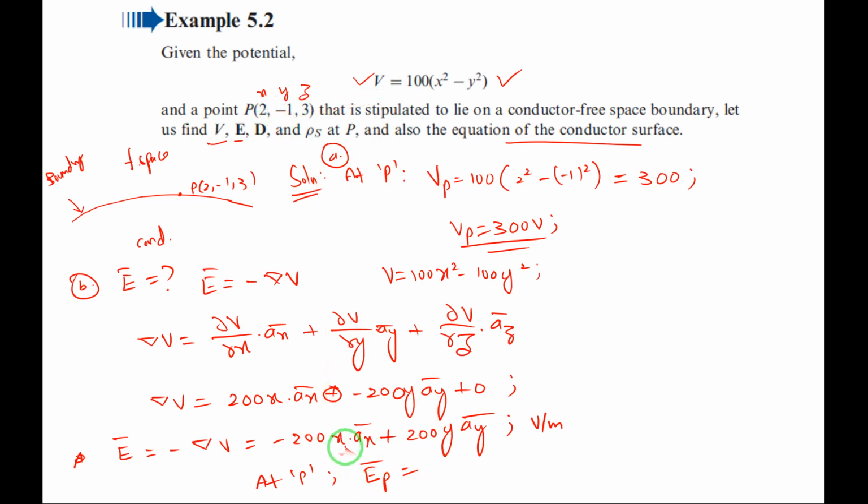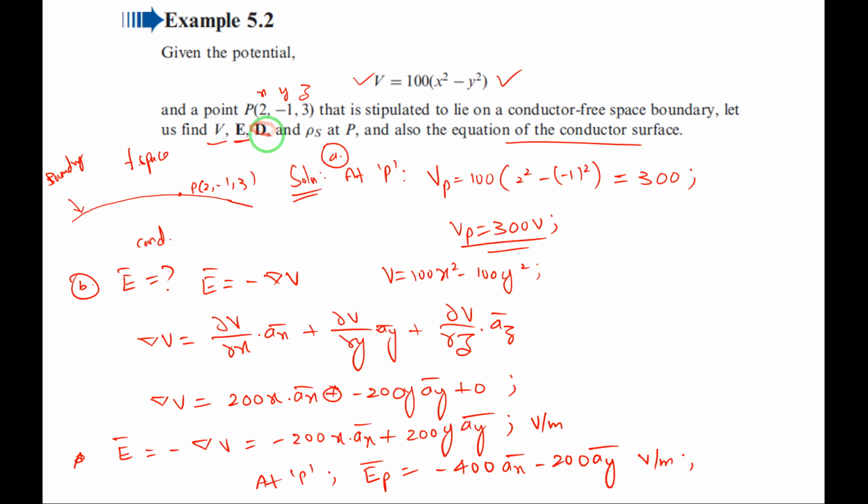So I will calculate and write x is 2. So minus 200 into x is how much? 2. So minus 400 I am getting, minus 400 ax. Next plus 200 into y. What is y? Y is minus 1. So minus 200 ay volt per meter. Right? So this is E at point P is over.